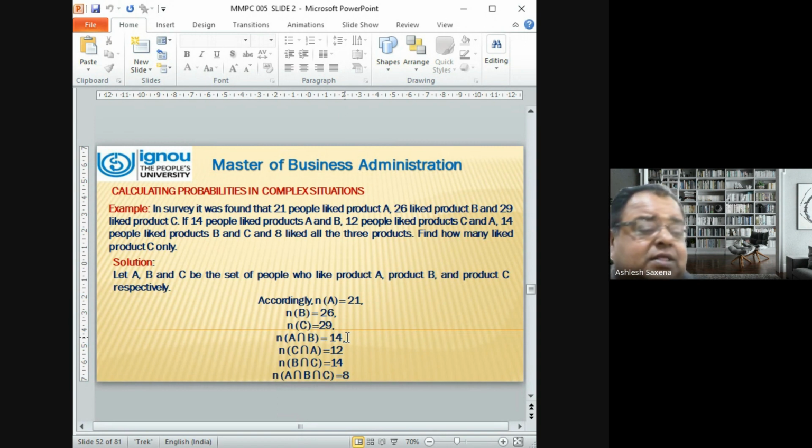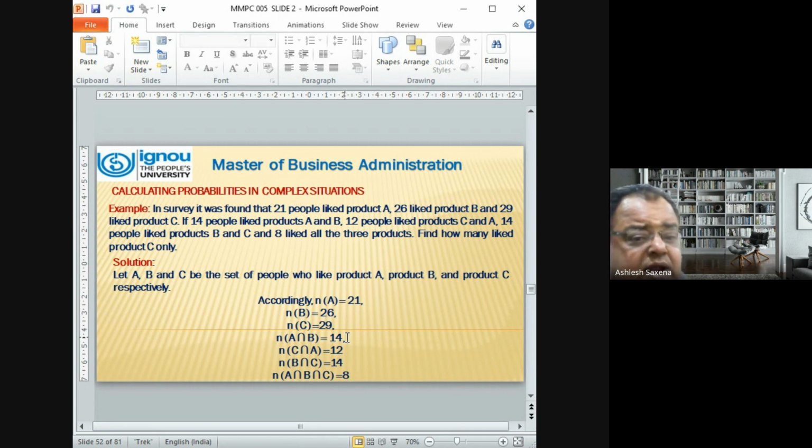First of all, the thing that will come into your mind will be 29, since it is given in the problem. But there are different combinations with the other two products also. Here you have to see. Now see how that has been notified. n(A) is equal to 21, n(B) is equal to 26, and n(C) is equal to 29. This data is given to you in the first line.